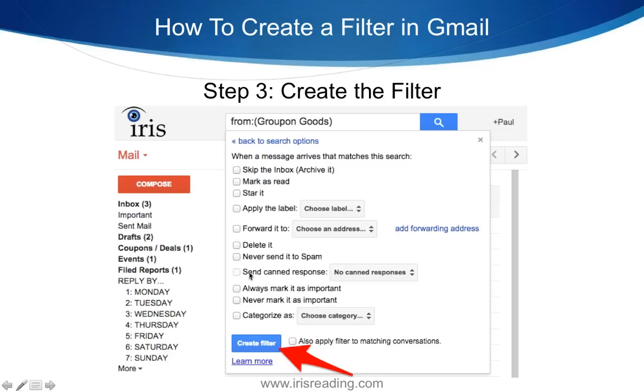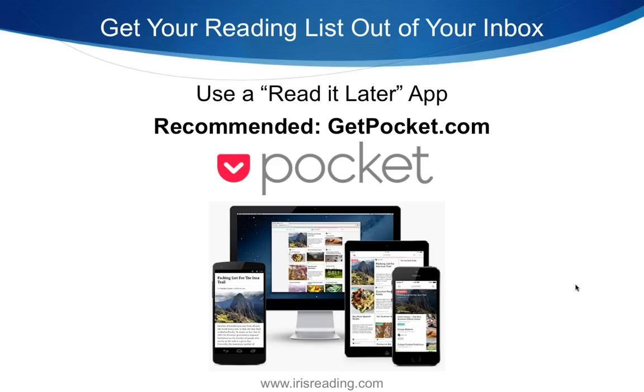You can say, never send it to spam. Or this is another interesting thing. If you get certain types of emails and they always warrant the same response, you can send a canned response. Remember we talked about that? You could automatically send a canned response to people if you wanted to. So creating filters can be a great way to automatically process your email.